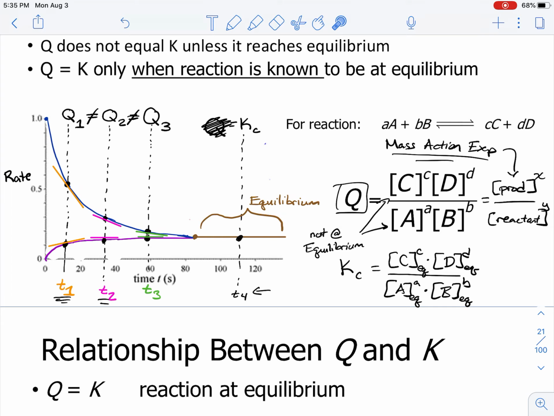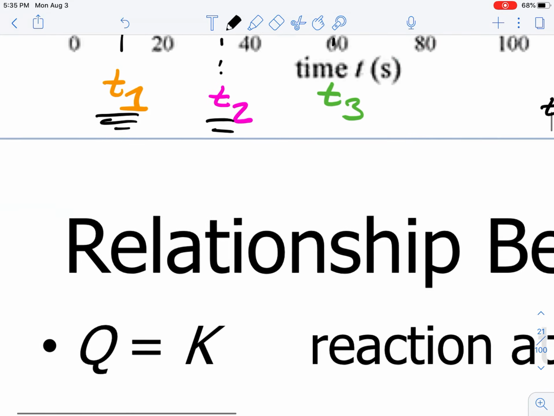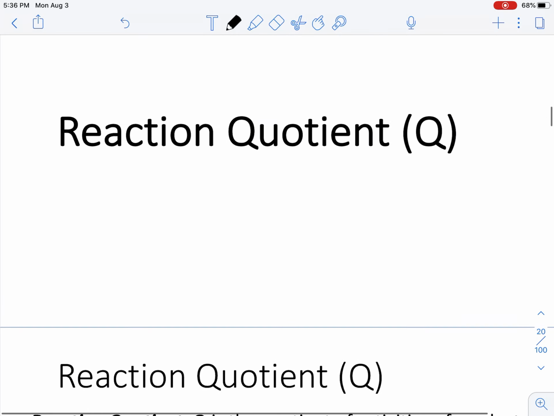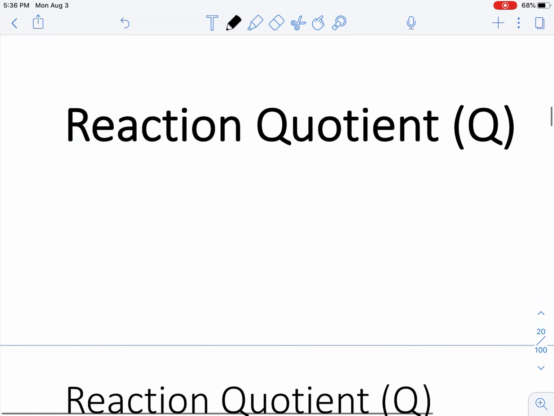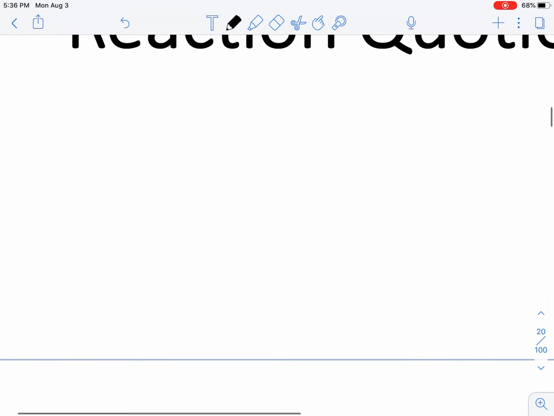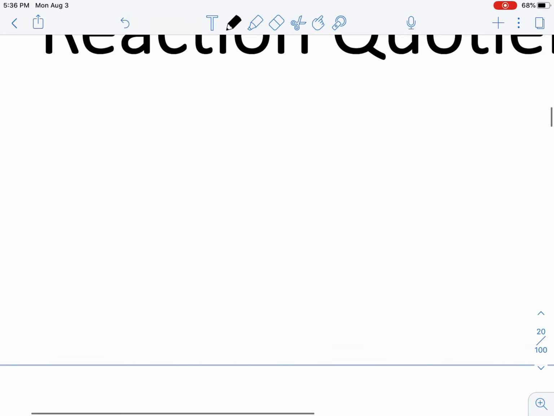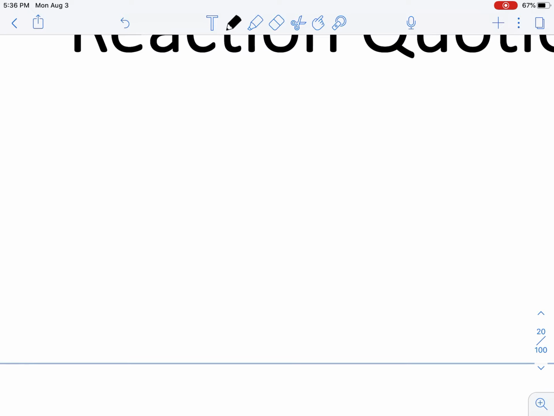Now, for us to better understand those two scenarios, we have to understand, once again, what the reaction quotient Q and the equilibrium constant K represents. It turns out that the meaning behind Q and K, they're very similar, but they're just different in the sense that one's at equilibrium, the other one is not.